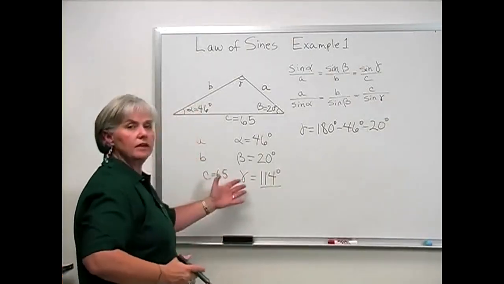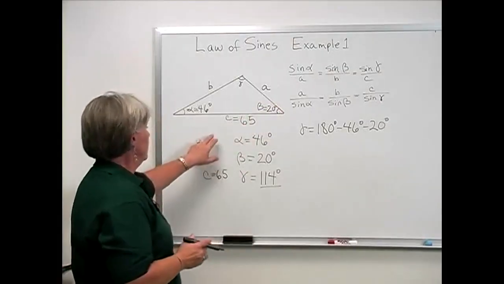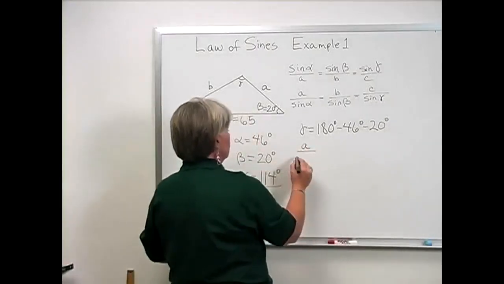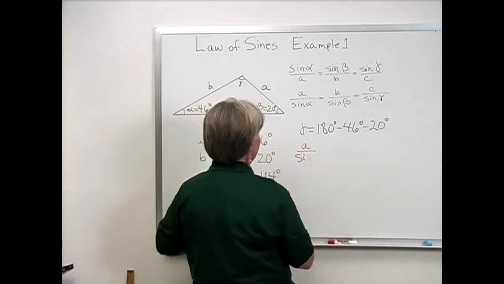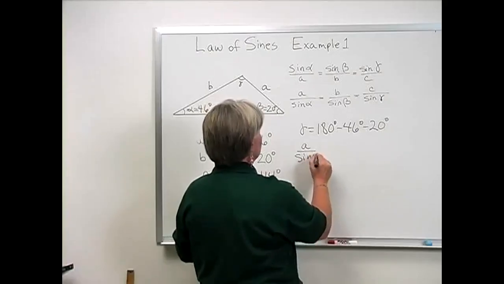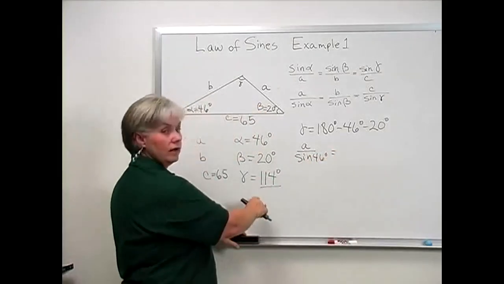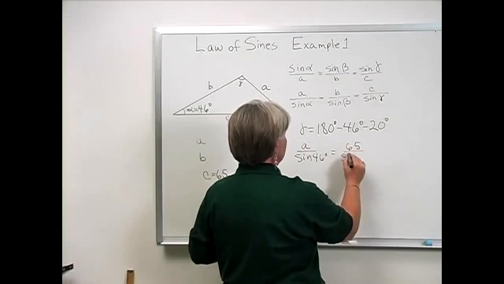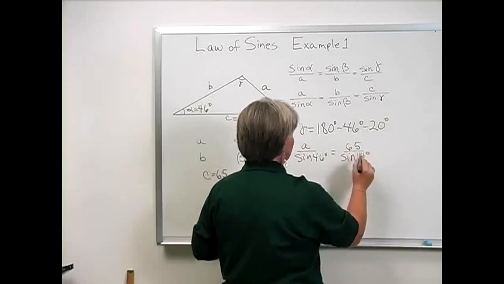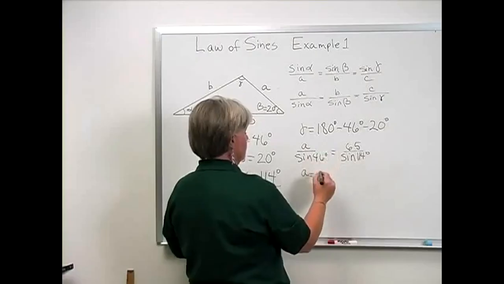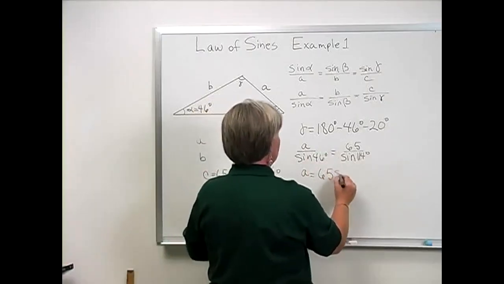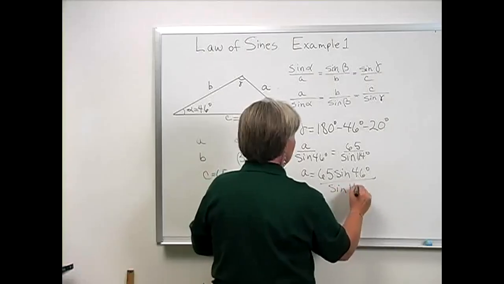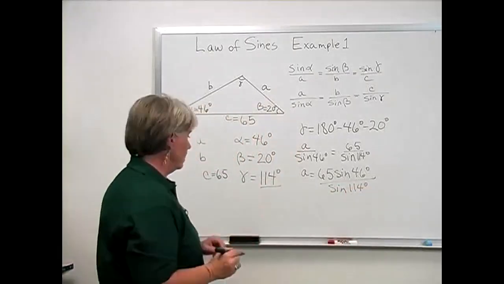So now we have that ratio that we said we needed to use the law of sines. So we're going to find sides a and b by setting up the ratio. a is to the sine of 46 degrees. Now, remember, we use what we're given. So we have that 65 is to the sine of 114 degrees. All right, so a is equal to 65 times the sine of 46 degrees divided by the sine of 114 degrees, and we'll calculate that in a minute.